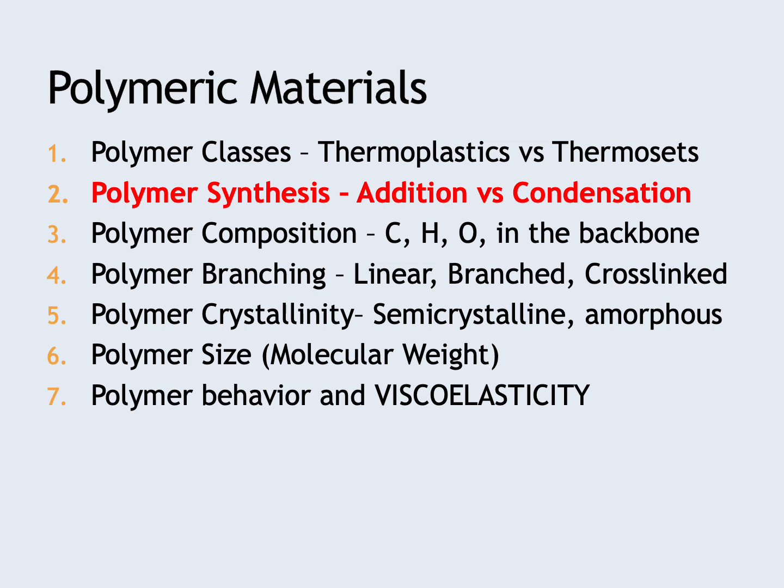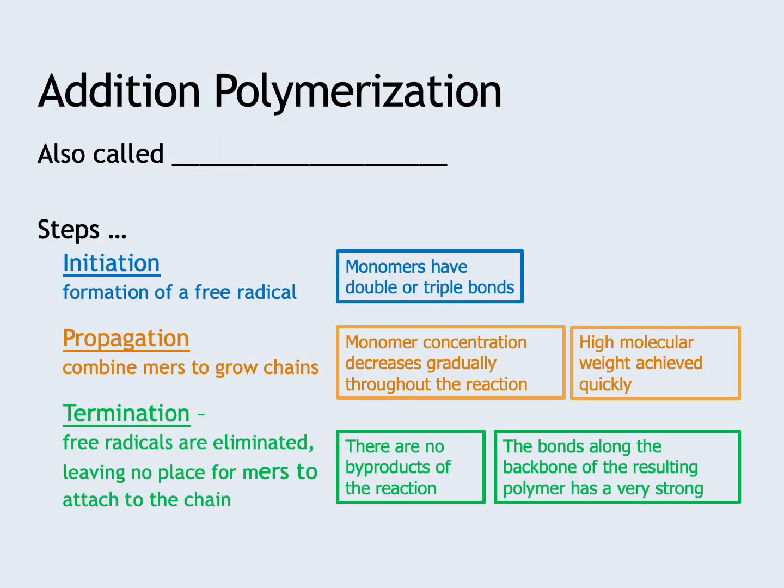Now we'll talk about the two main ways that polymers are synthesized. And for the most part, this would be true for thermoplastics. So the first kind of polymerization is called addition polymerization. It's also called chain growth polymerization. And it's got three steps for the polymerization to take place.